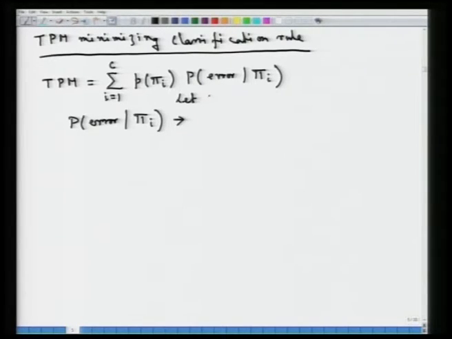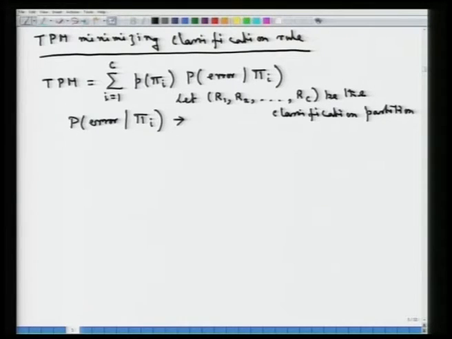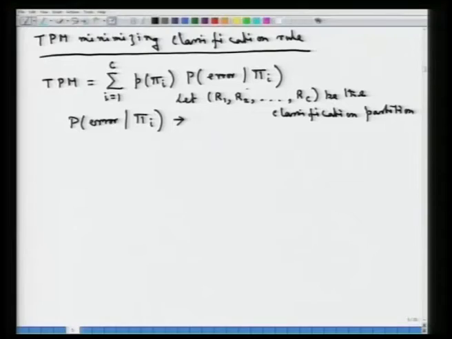Suppose we say that R1, R2, up to Rc is the classification partition. That means that if x belongs to Ri, we are going to put it into population number i. That is, for every x belonging to R1, the class membership is pi 1. For every x belonging to R2, the class membership is pi 2, and for the rest also. So, it is basically that.